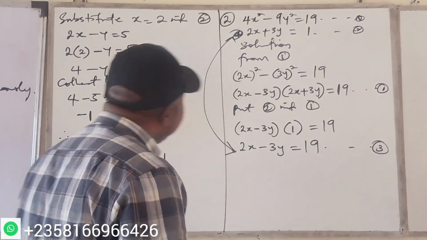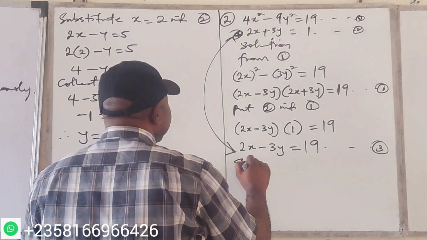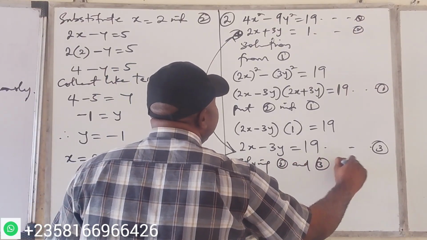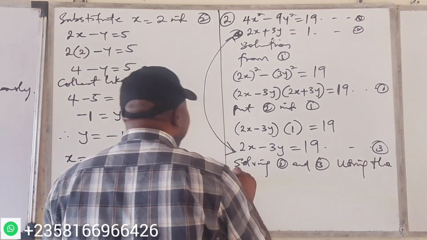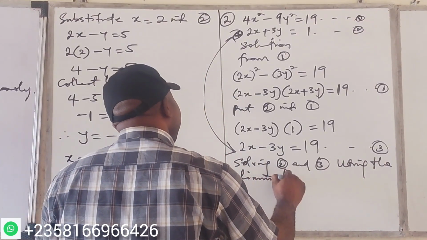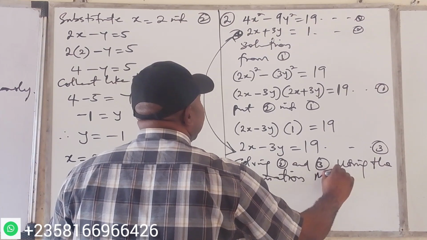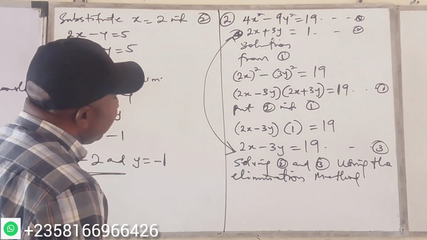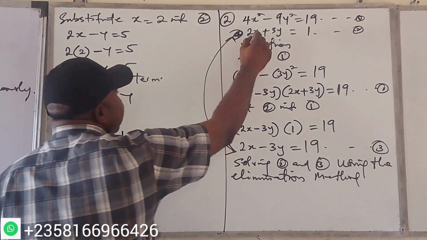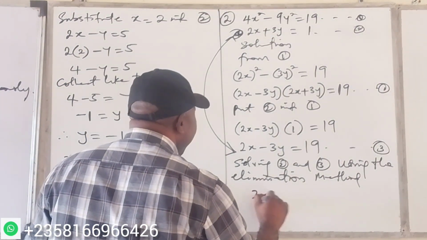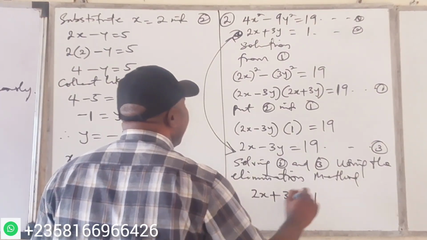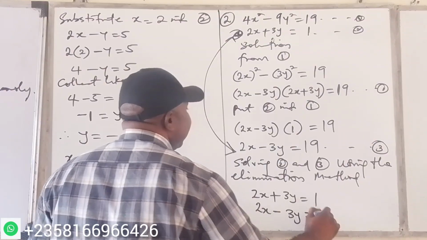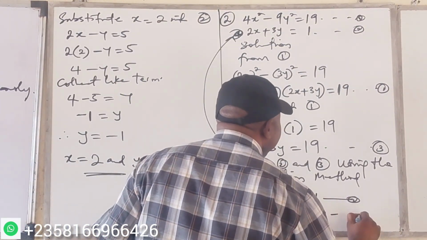Now, let's use the elimination method. So solving 2 and 3 using the elimination method. Yes, so I want us to eliminate, let's eliminate x this time. So now it means here we have 2x plus 3y is equal to 1, and we have 2x minus 3y is equal to 19. Now this is equation 2 and this is equation 3.